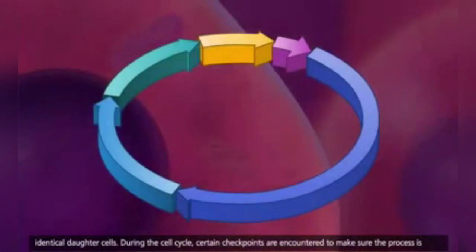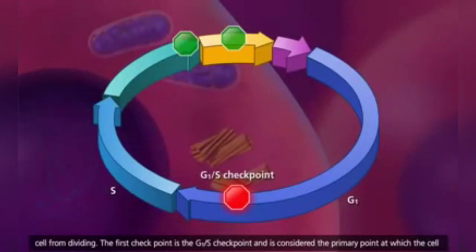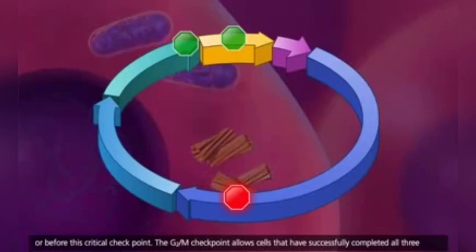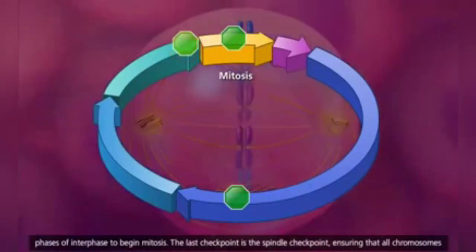During the cell cycle, certain checkpoints are encountered to make sure the process is occurring accurately. And if it is not, the cell cycle will stop at the checkpoint and correct, or possibly inhibit that cell from dividing. The first checkpoint is the G1/S checkpoint, and is considered the primary point at which the cell cycle continues or stops. External signals and growth factors can influence the cell cycle and affect the progress at or before this critical checkpoint. The G2/M checkpoint allows cells that have successfully completed all three phases of interphase to begin mitosis.